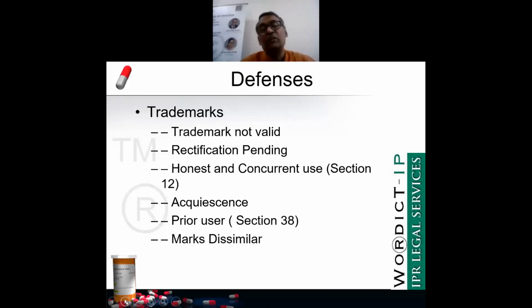Okay, then the last defense that can be taken is that marks are completely dissimilar. That is one defense that can be taken, saying marks are dissimilar. There is one more defense that can be taken, that a claim made to a particular mark. Now let us take geometrical figures like square, triangle, circle.